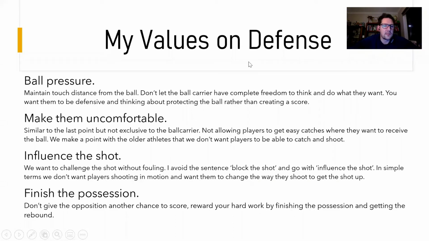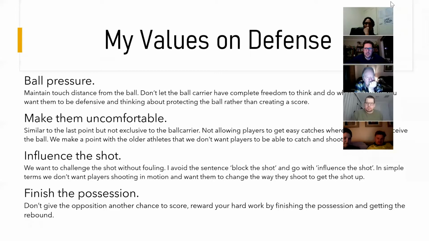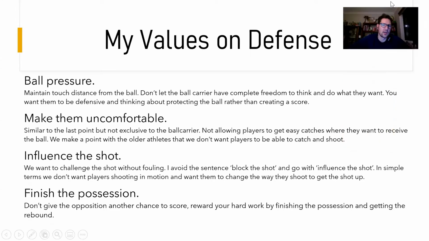First thing I always emphasize is ball pressure. No matter what team I coach, I always talk about making sure the ball carrier is under pressure. I deem that by saying touch distance. So long as you're touch distance from the player, you're showing ball pressure. That means you're in their head. They're not thinking about how they can create, set up and run their offense or get a shot away. They're more worried about protecting the ball and what you're doing. So always say, be nice and close.